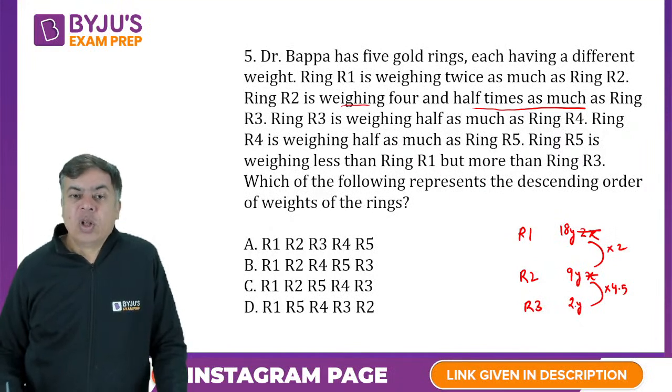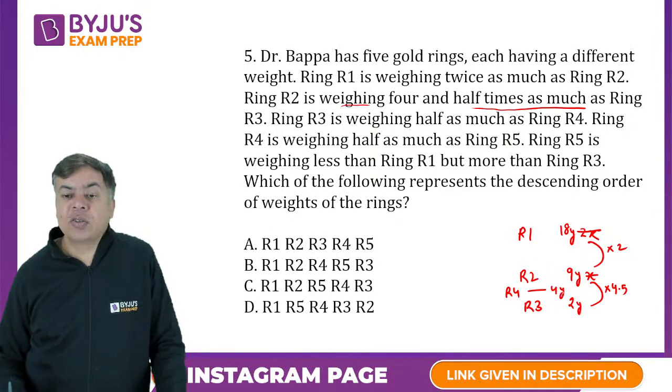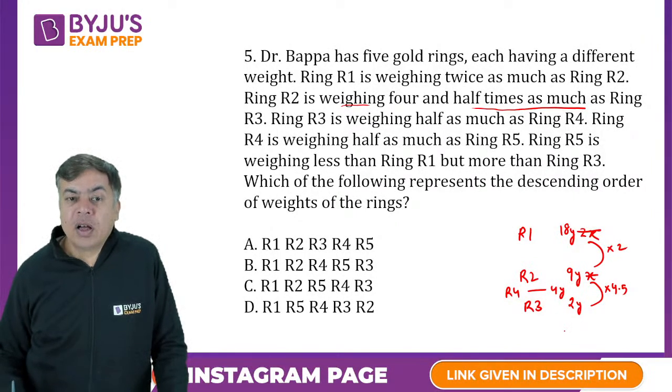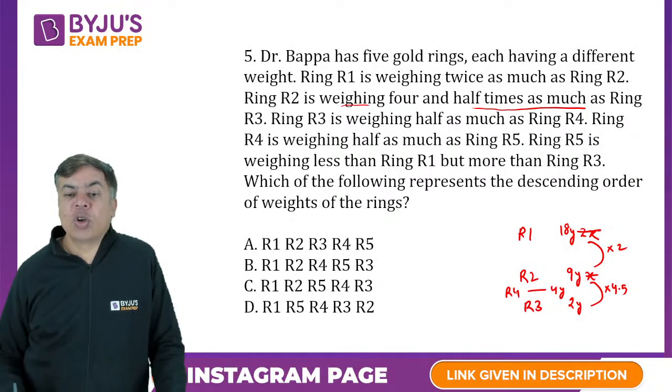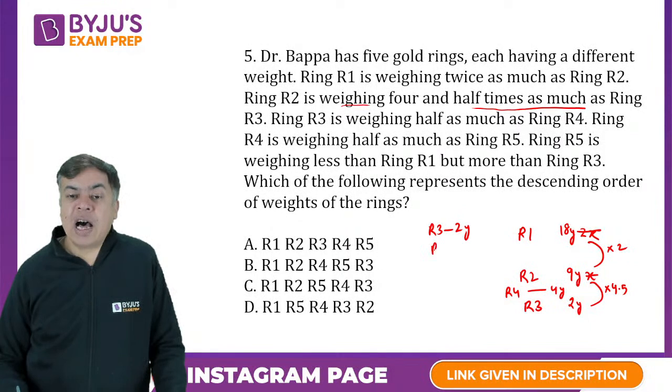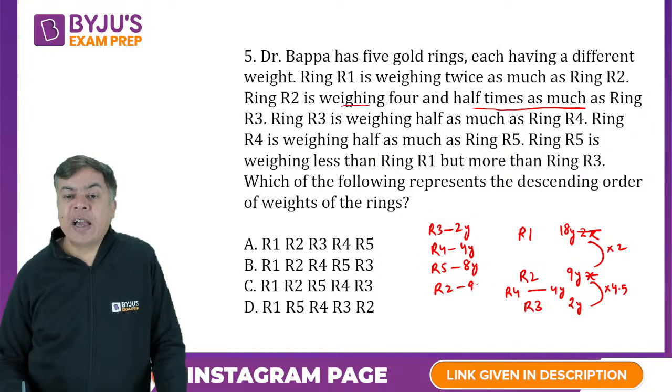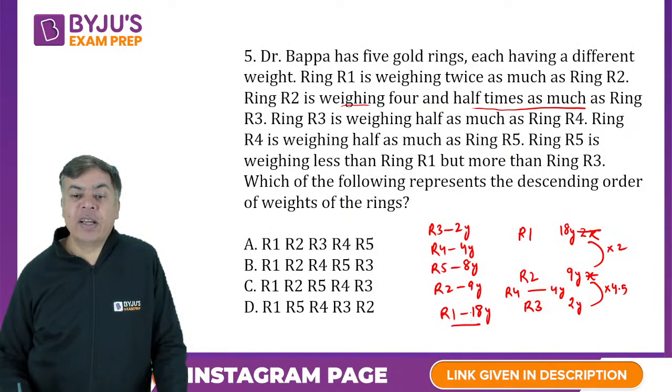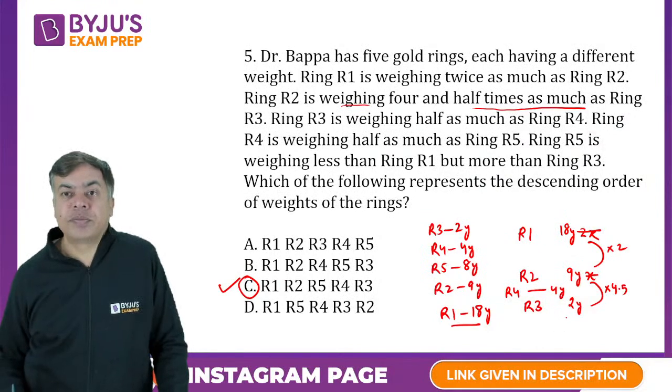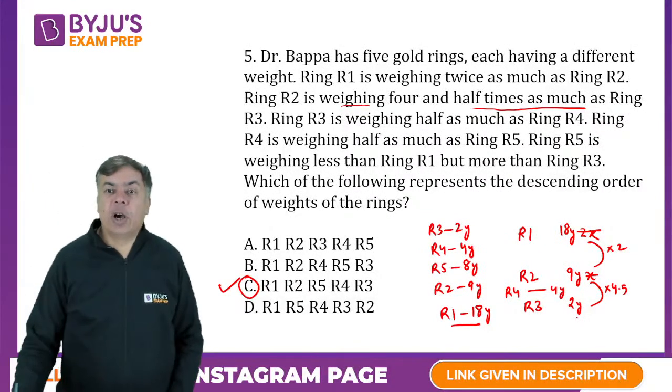Now R3 is weighing half as much as R4, so R4 must be 4y. R4 is weighing half as much as R5, so R5 will be 8y. So that means R3 is 2y, R4 4y, R5 8y, R2 9y and R1 18y. In decreasing order of weight, I will start with R1, then R2, R5, R4, R3. C option should be the correct one.